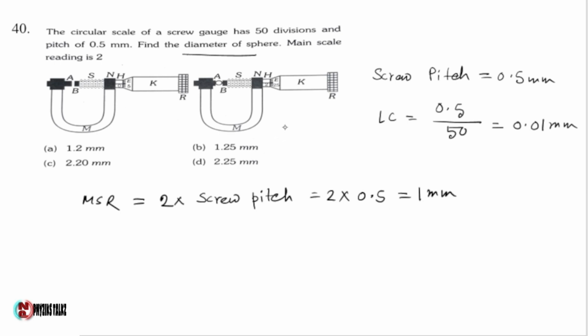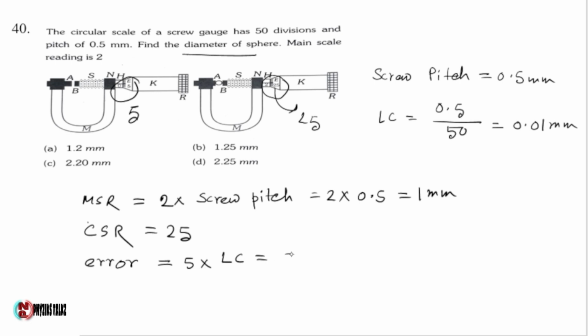Here the circular scale reading is 25, and the error here is 5. So error equals 5 into least count, which gives 5 into 0.01, or 0.05 millimeter.